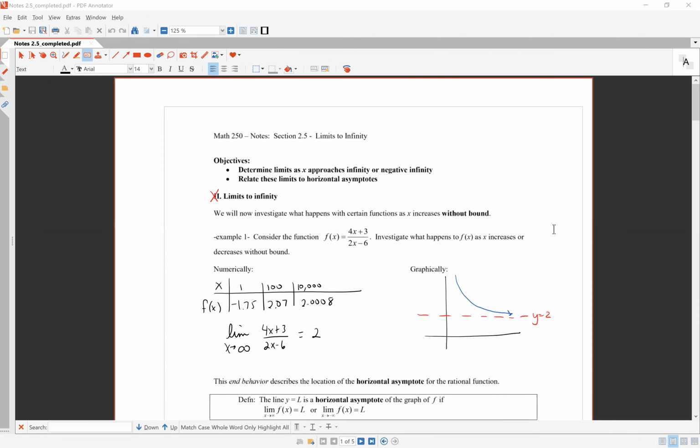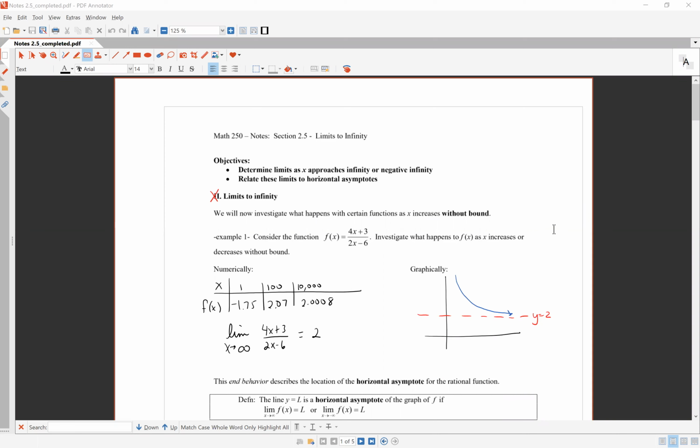So this is a discussion of the material in section 2.5. In 2.4, we talked about limits going to a finite number that would make the denominator essentially be zero. So the limit would then either go to infinity or negative infinity. You approach a vertical asymptote.